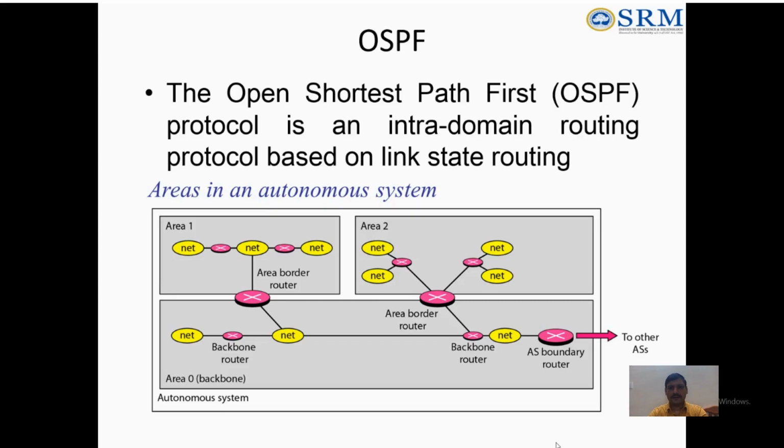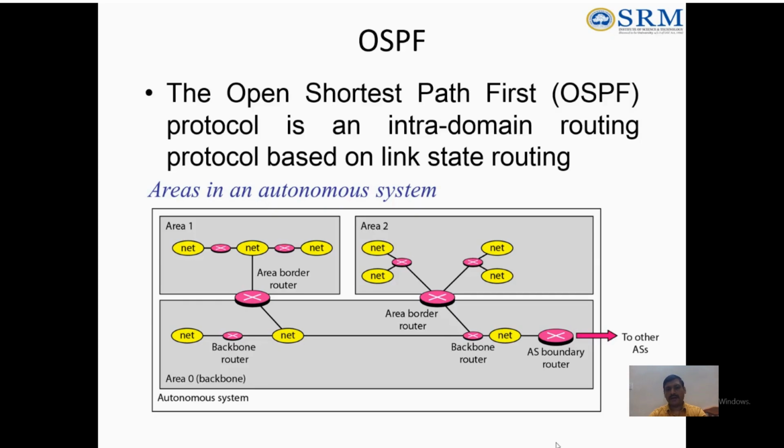Welcome all. In computer communication, today the topic is OSPF. The Open Shortest Path First protocol is an interdomain routing protocol. It is based on link state routing. This OSPF is mainly used for an autonomous system.